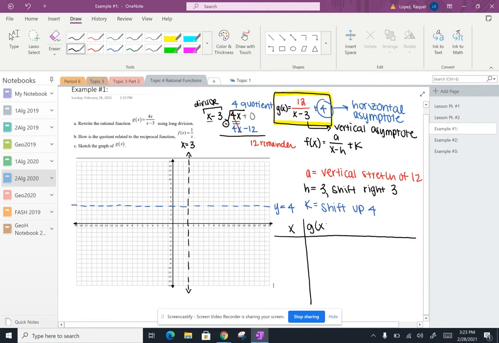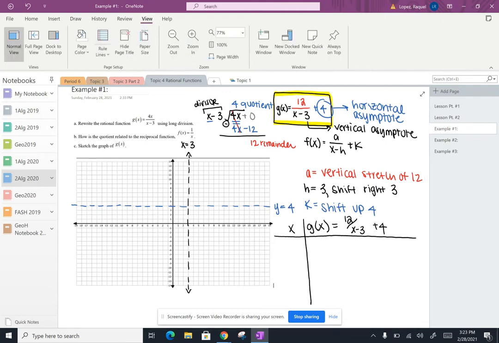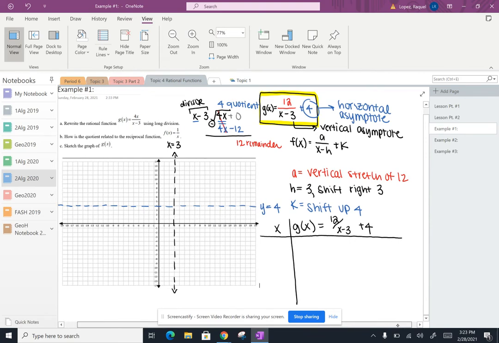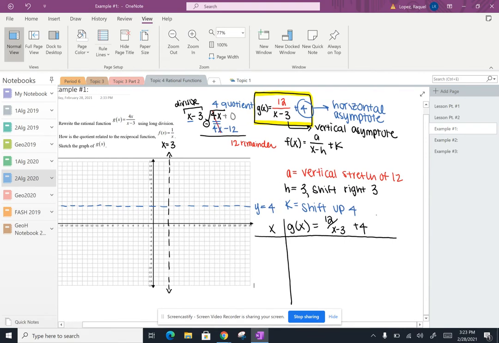Okay, so then on the right column over here, we're going to put g of x, which is 12 over x minus 3 plus 4. And I have a feeling I'm going to need a little more room here, so I'm just going to scoot over.